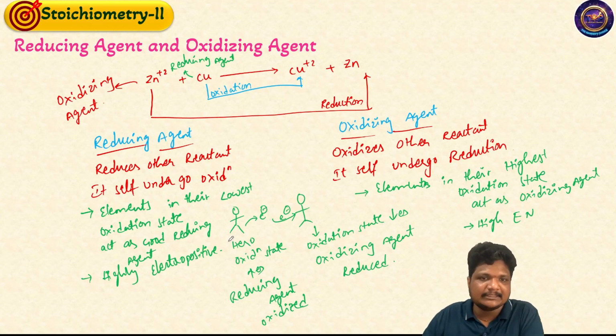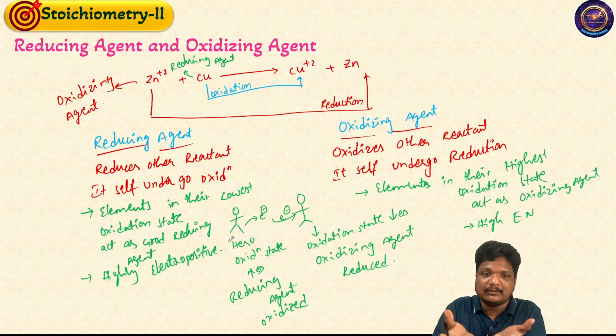సో డొనేట్ చేస్తే ఏమవుతుంది? తనకు తాను ఆక్సిడైజ్ అవుతాడు. ఆక్సిడైజ్ అయితే ఏమవుతుంది? తన ఇమేజ్ పెరుగుతుంది. అంటే ఇక్కడ ఆక్సిడేషన్ స్టేట్ పెరుగుతుంది.